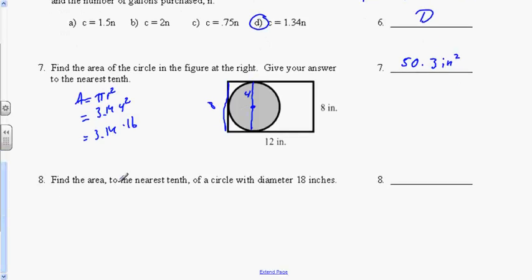Alright, now we say find the area to the nearest tenth for a circle that has a diameter 18. Well, we need radius. That would be half as big. So area is equal to 3.14 times radius squared. So 3.14 times 81. If you multiply those two together, you should get about 254.3 inches squared.